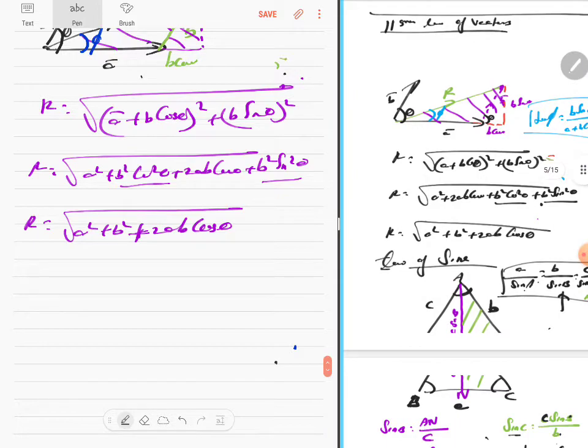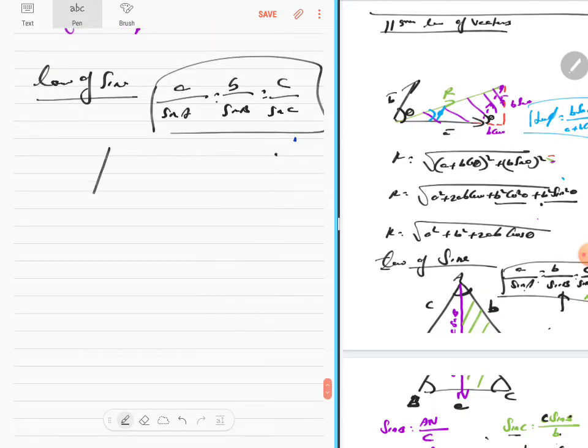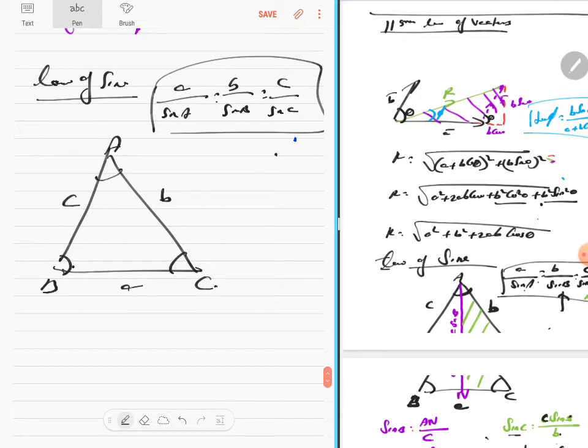Next is law of sine. Law of sine, very, very important. What is law of sine? It's a by sine A is equal to b by sine B is equal to c by sine C. What is law of sine, and how to derive it? Let's draw a triangle. Mark this as A, this is B and this is C. And there's angle B here and opposite it is small b. Angle C is here, opposite is small c. Angle A is here, opposite is small a.